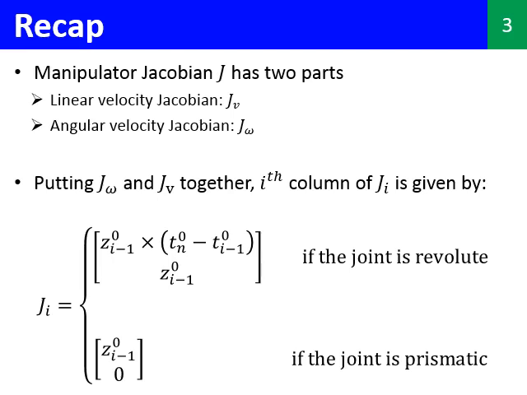So last time we looked at the two parts of the manipulator Jacobian, the linear velocity Jacobian JV and the angular velocity Jacobian J omega. And we derived expressions for both these Jacobians, and putting J omega and JV together, the ith column of the complete Jacobian matrix was given by this expression if the joint is revolute, and by this expression if the joint is prismatic.